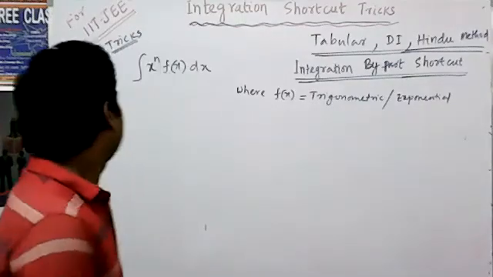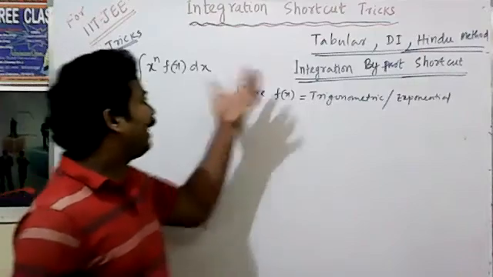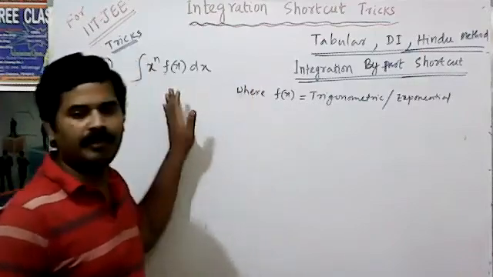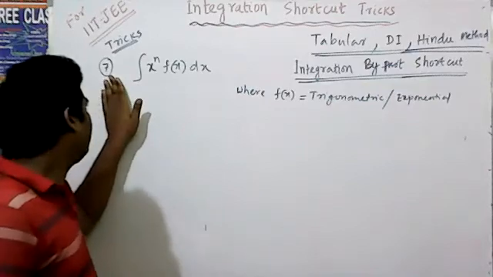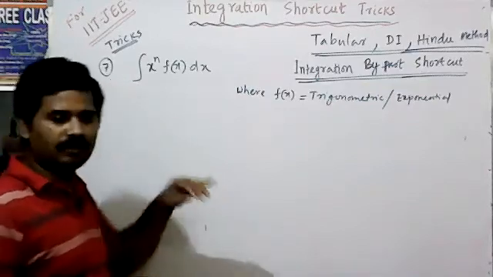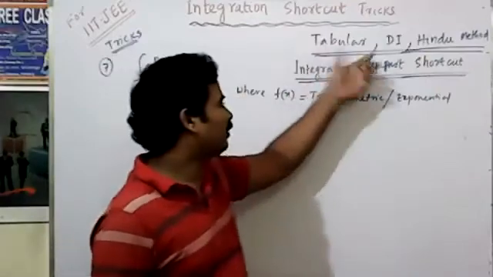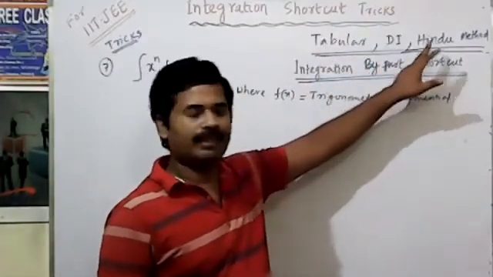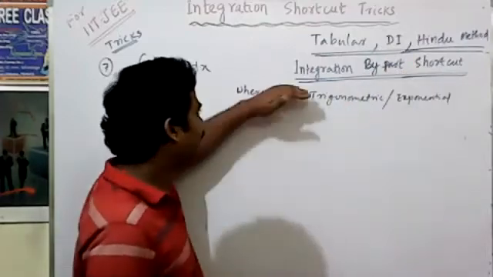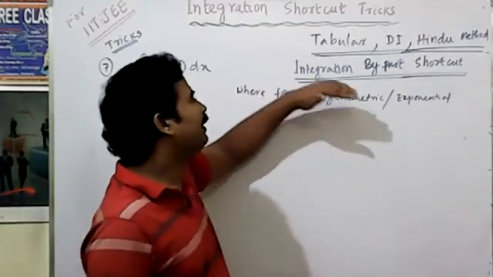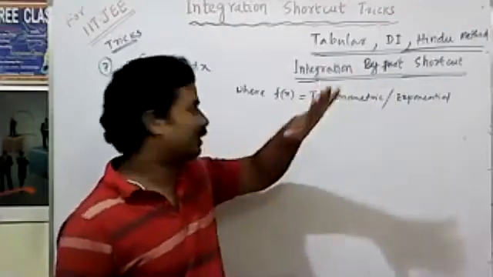Hello everybody. We'll discuss some shortcut tricks. In the previous class we already discussed the 6 tricks. Now from the 7th onwards we'll discuss the tabular method, DI method, Hindu method. DI means derivative and integration method. This is actually the integration by parts shortcut trick.